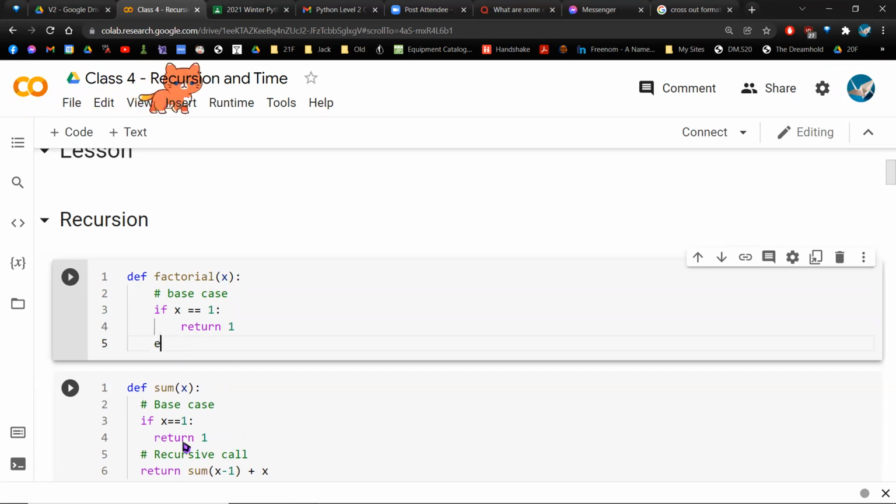So I'm going to put an elif. You don't have to put the elif because if the first thing was run anyways, you wouldn't get to this part. So you don't need an elif, but I'm going to put it there to make it a little bit more clear what's going on. So elif, if x is not 1, how do we calculate x factorial?